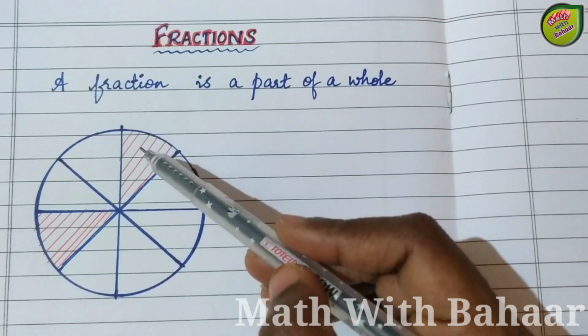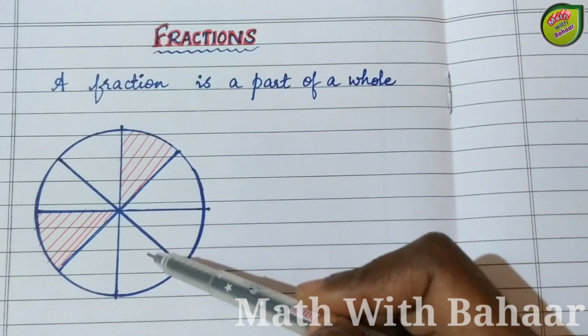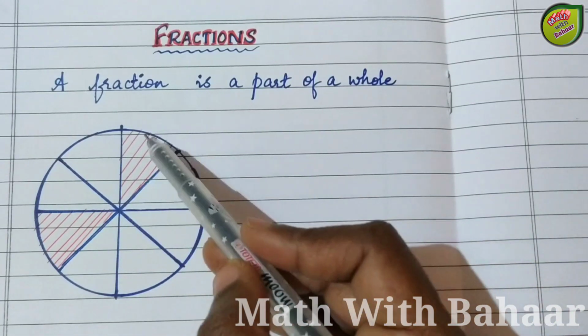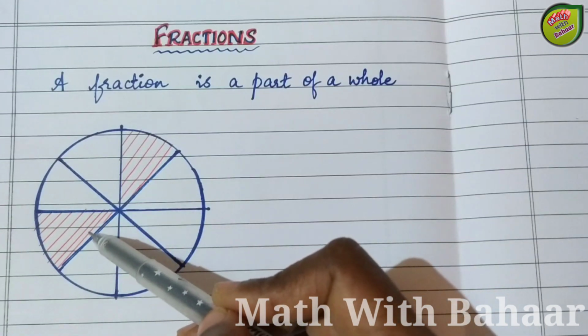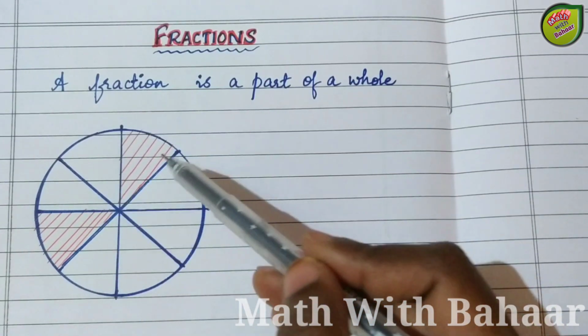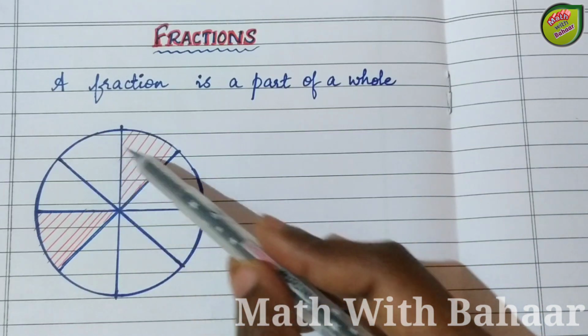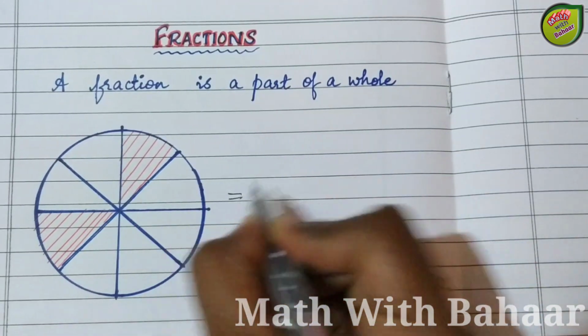I have drawn a circle which is divided into 8 equal parts. So let us consider this as a pizza which is divided into 8 equal parts and out of which 2 parts are shaded. So suppose if I am going to have these 2 pieces of a pizza out of all the 8 pieces, how can we represent this in terms of a fraction?